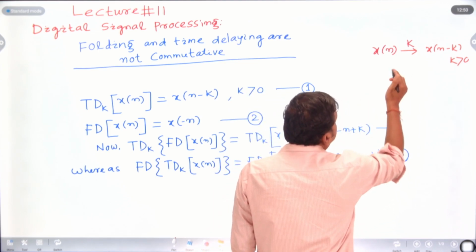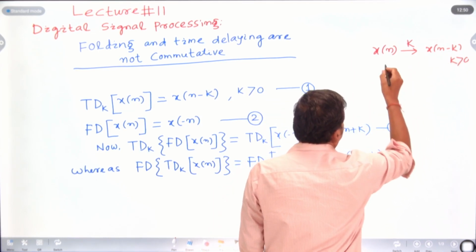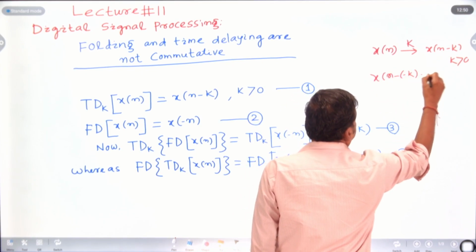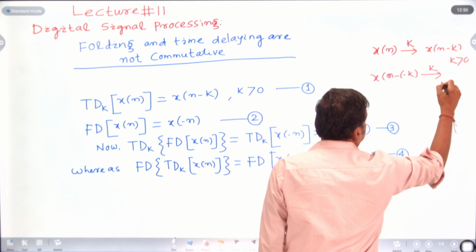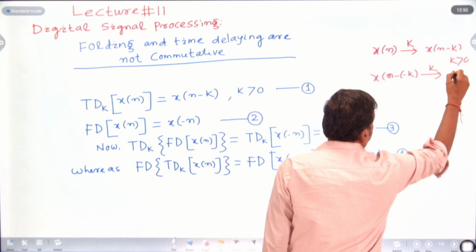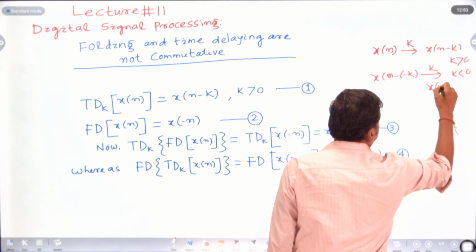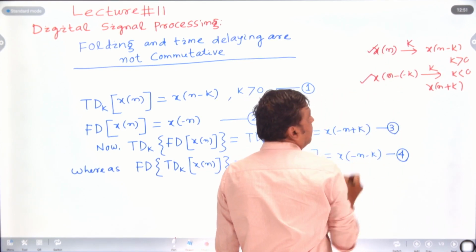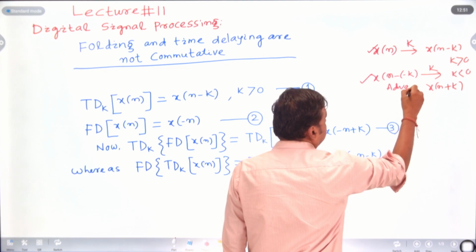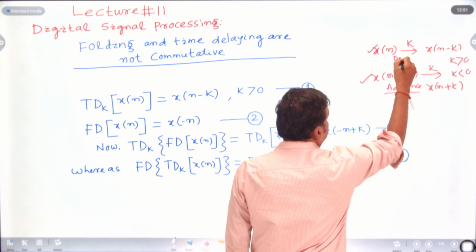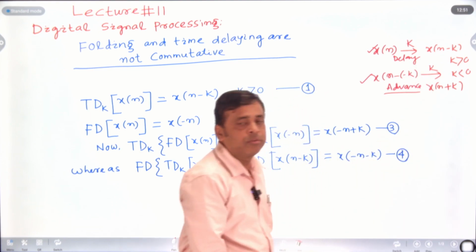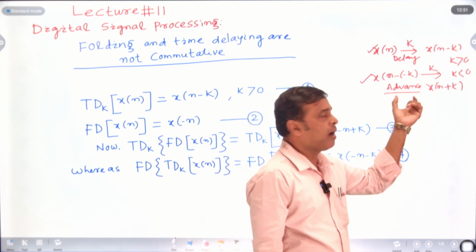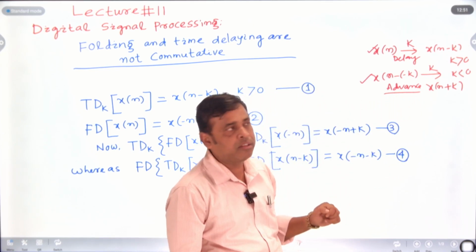In a time delay, k is a positive integer and it is x of n minus k. If it is a time advance, it is nothing but x of n plus k, where k is a negative integer. So we can say this is an advance of a discrete signal x of n, and the other is a delay of the discrete signal x of n by k units of samples, where k is a positive integer, k greater than 0. If k is less than 0, if k is negative, the time shift results in an advance.